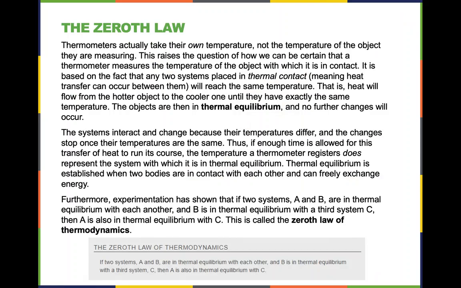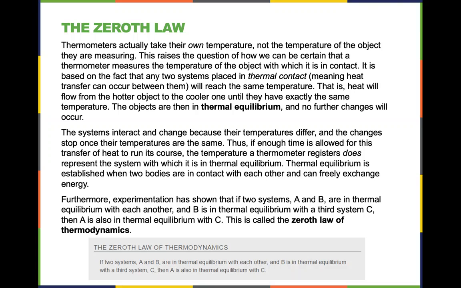So the zeroth law. Thermometers actually take their own temperature, not the temperature of the object they are measuring. This raises the question of how we can be certain that a thermometer measures the temperature of the object with which it is in contact. It is based on the fact that two systems placed in thermal contact, meaning heat transfer can occur between them, will reach the same temperature. That is, heat will flow from the hotter object to the cooler one until they have exactly the same temperature. The objects are then in thermal equilibrium and no further changes will occur.